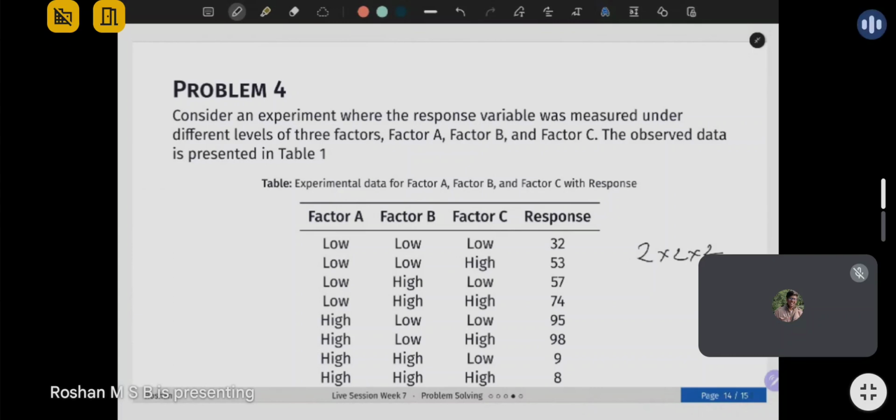Do you want any other specific problem to be solved? Any other type of problems that you want to be solved? I can do it now. If you want a 3 by 3 by 3 factorial design problem, I can give it right now.